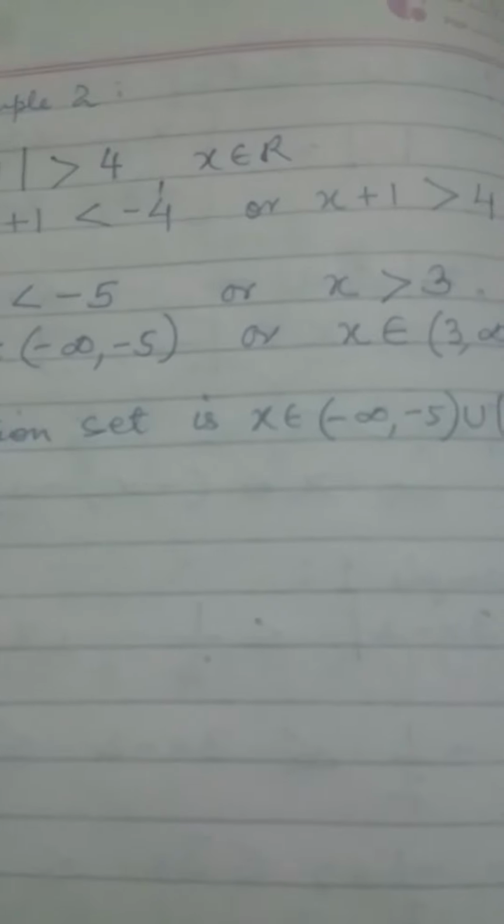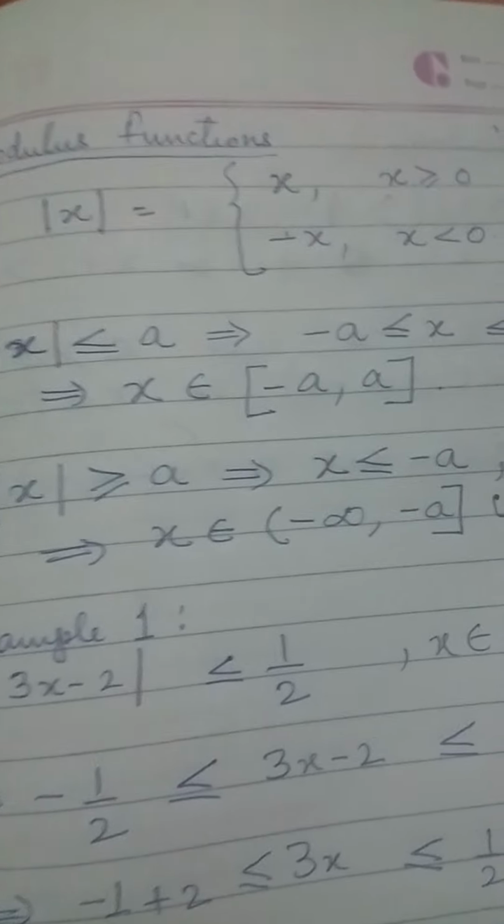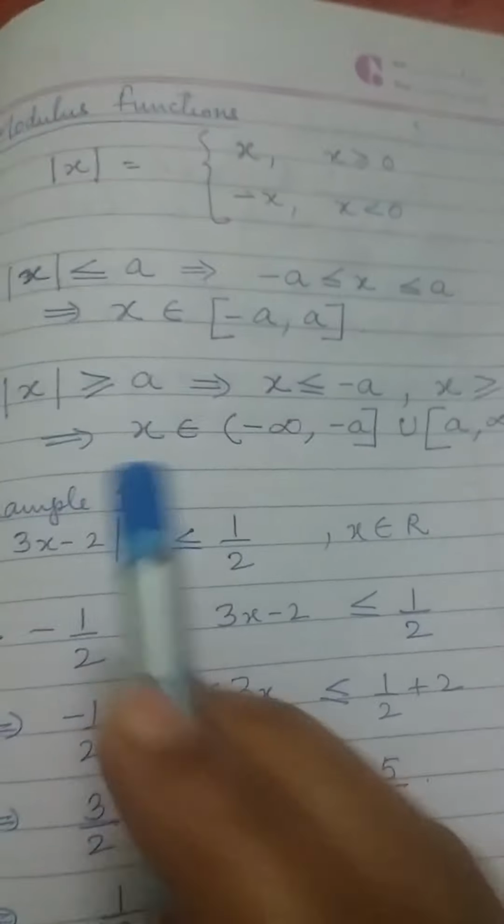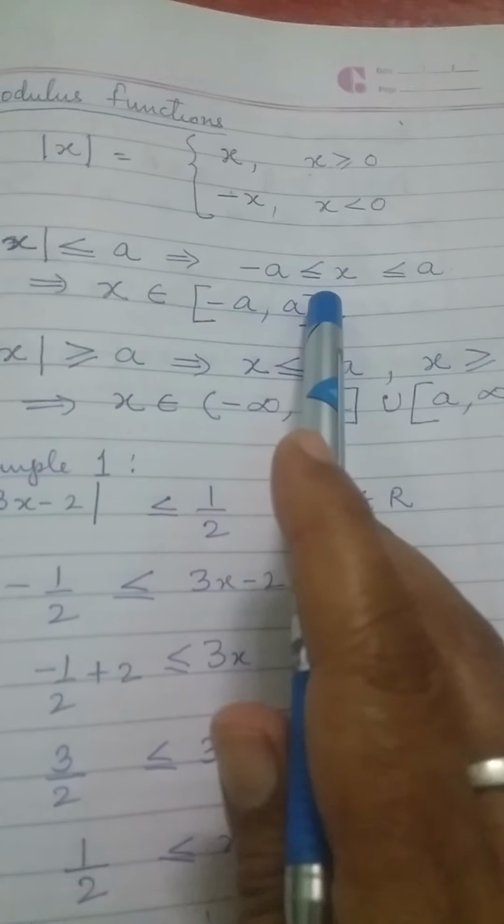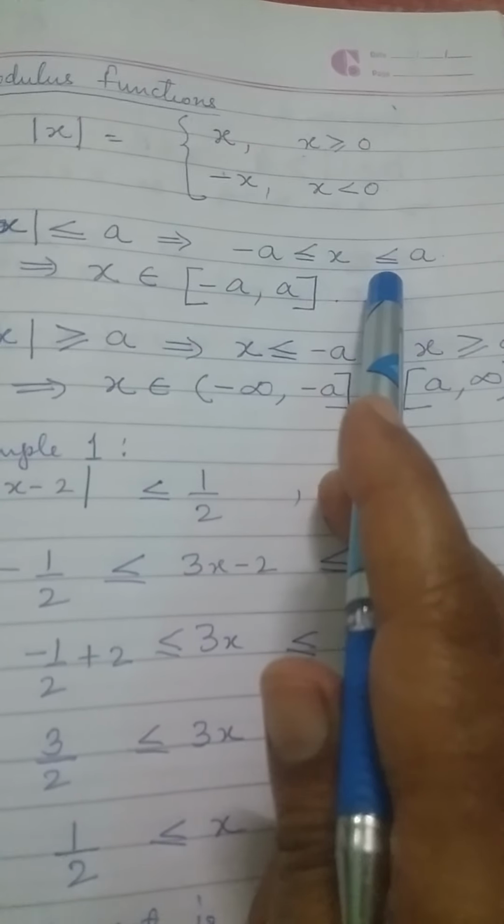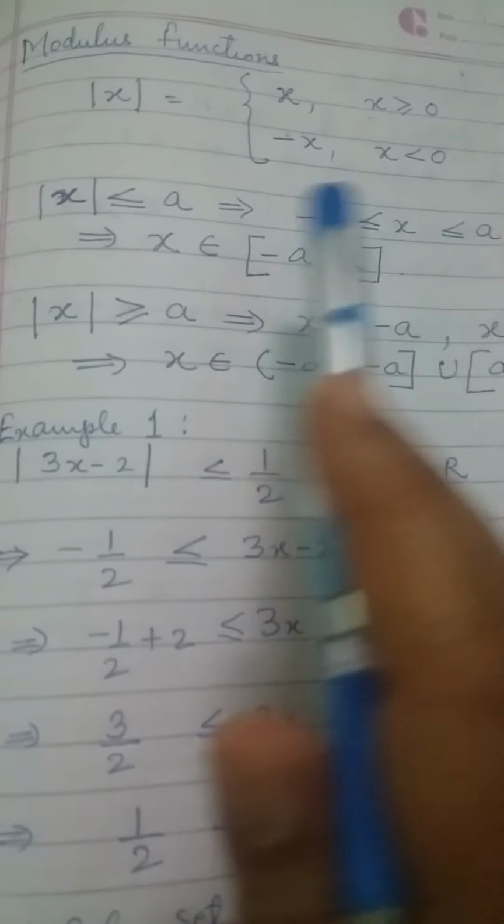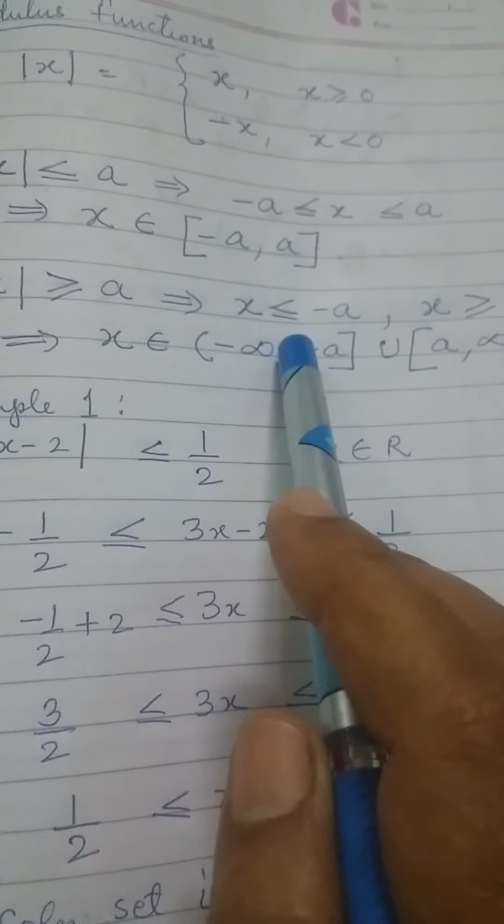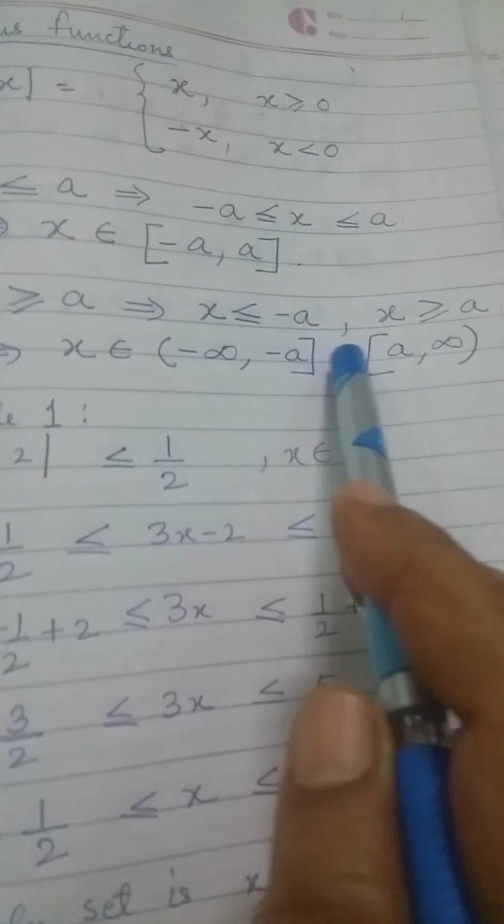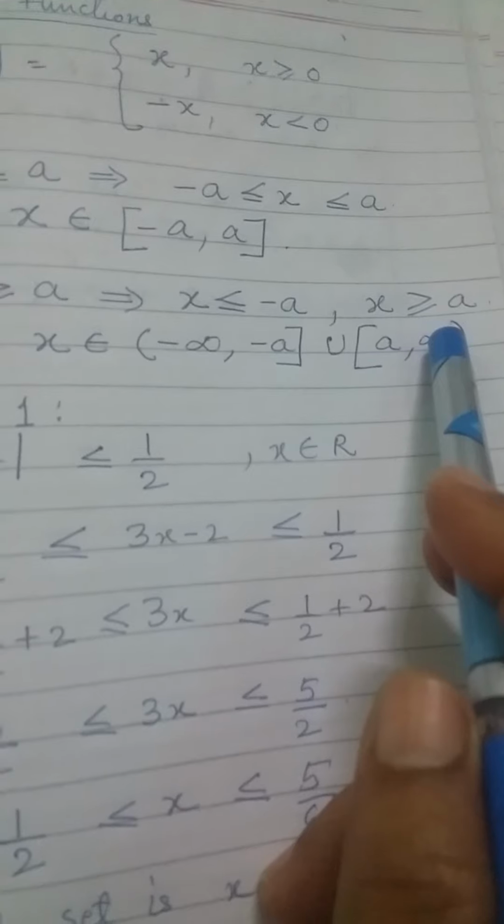One thing that you have to keep in mind is to remember these two rules. First rule: mod x less than or equal to a implies minus a less than or equal to x less than or equal to a. And the second rule is mod x greater than or equal to a implies x less than or equal to minus a, or x greater than or equal to a.